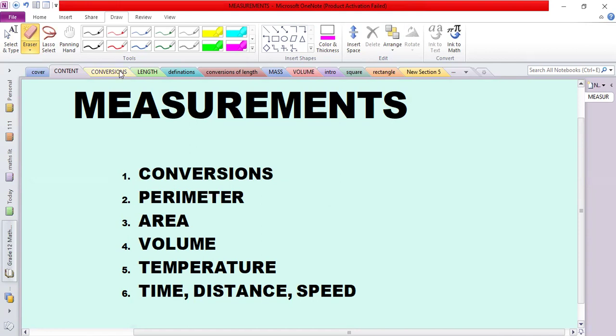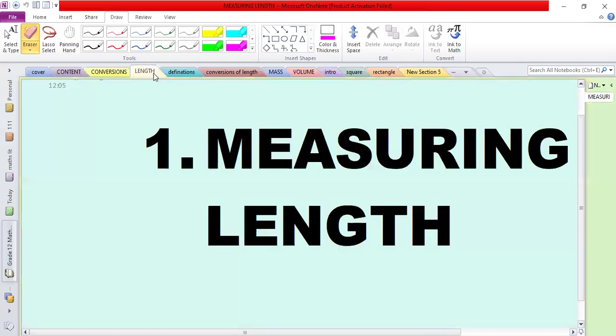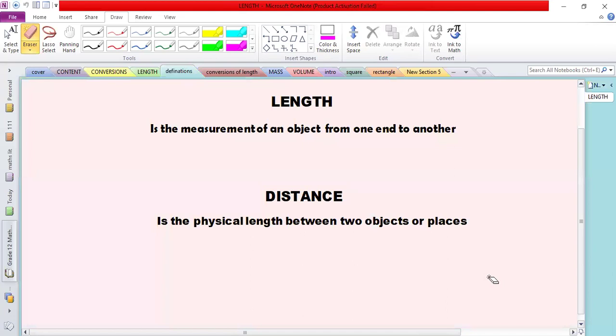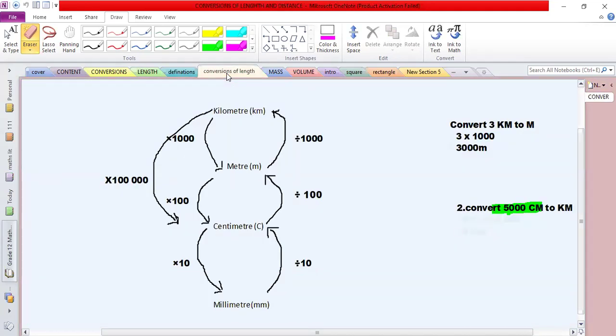So I want you to know that we discussed conversions, the conversion of length, as you can see on the screen. We gave definitions that length is the measurement of an object from one end to another, and distance is the physical length between two objects or places. So we went to the conversion of length and we were doing these formulas. These are the formulas that are in each and every maths book, even in grade 10, grade 11 or 12, we use the same conversion method. So this is kilometer, meter, centimeter, and millimeter.